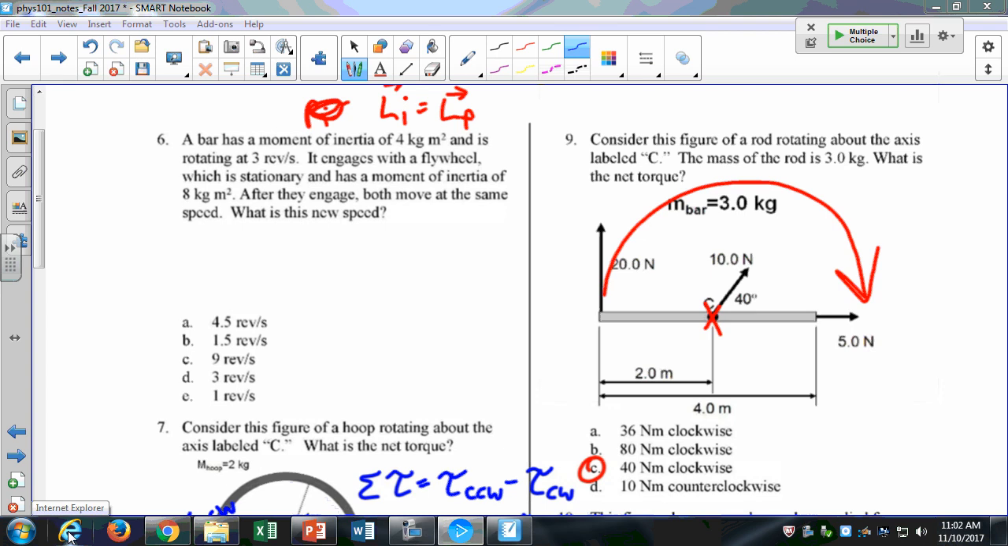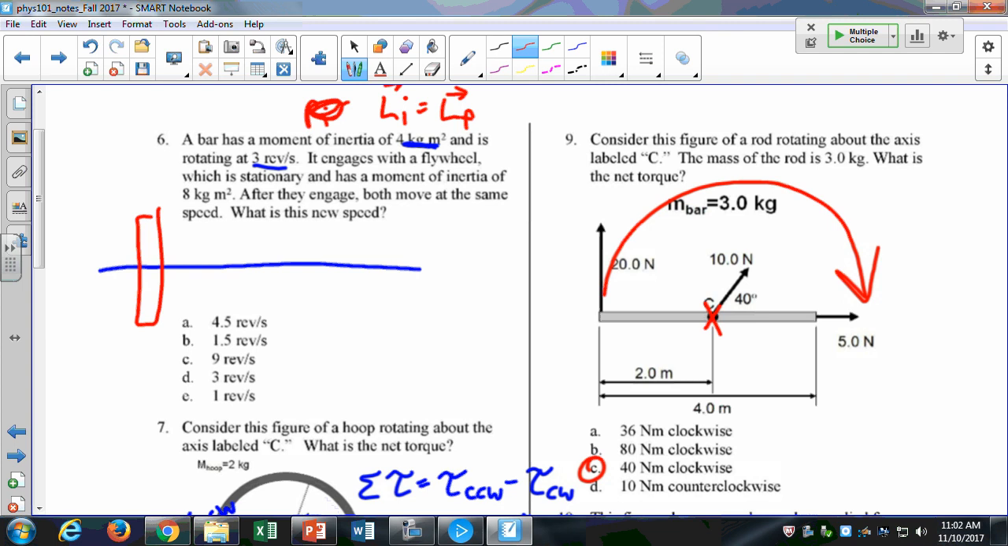So this one's a little bit different than the other momentum problems that we've done before. What I have here is a bar that has this moment of inertia, and it's rotating at this speed. I'm going to think about this in terms of an axis. So here's my axis, and here's my bar, and it's rotating around at 3 revolutions per second, and it has a moment of inertia of 4 kilogram meters squared. And so it has an angular momentum of 4 times 3, I times omega. That's equal to 12. And then they bring this flywheel up next to the bar and it engages on the same rotation axis, on the same axle.